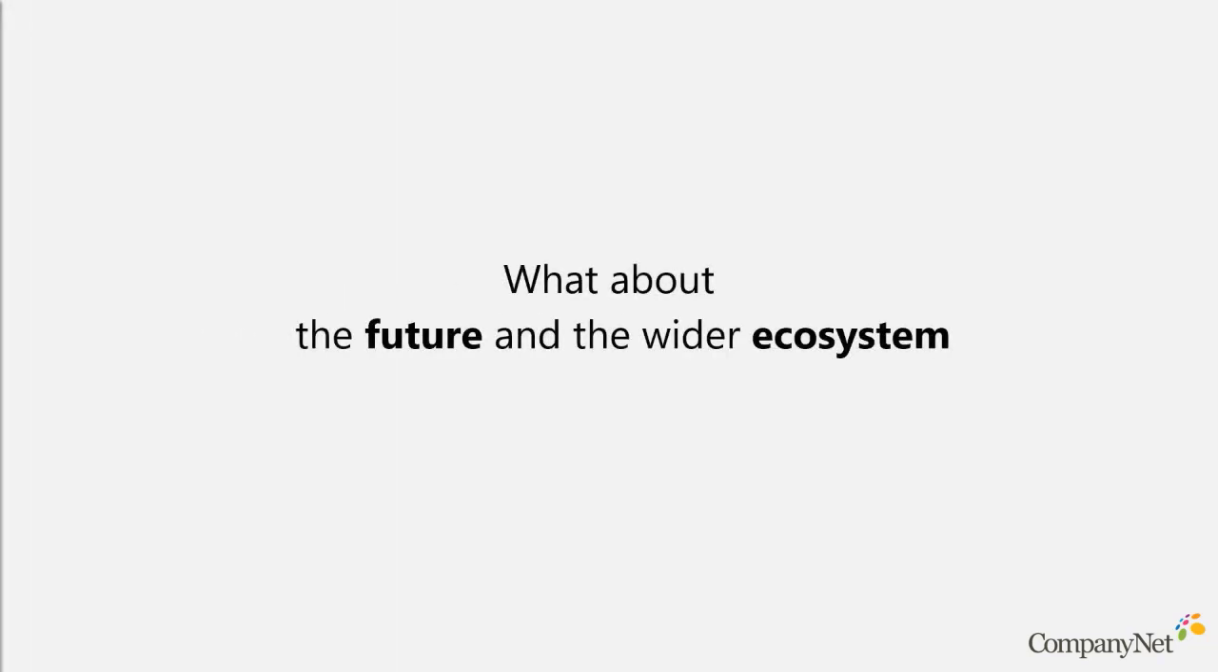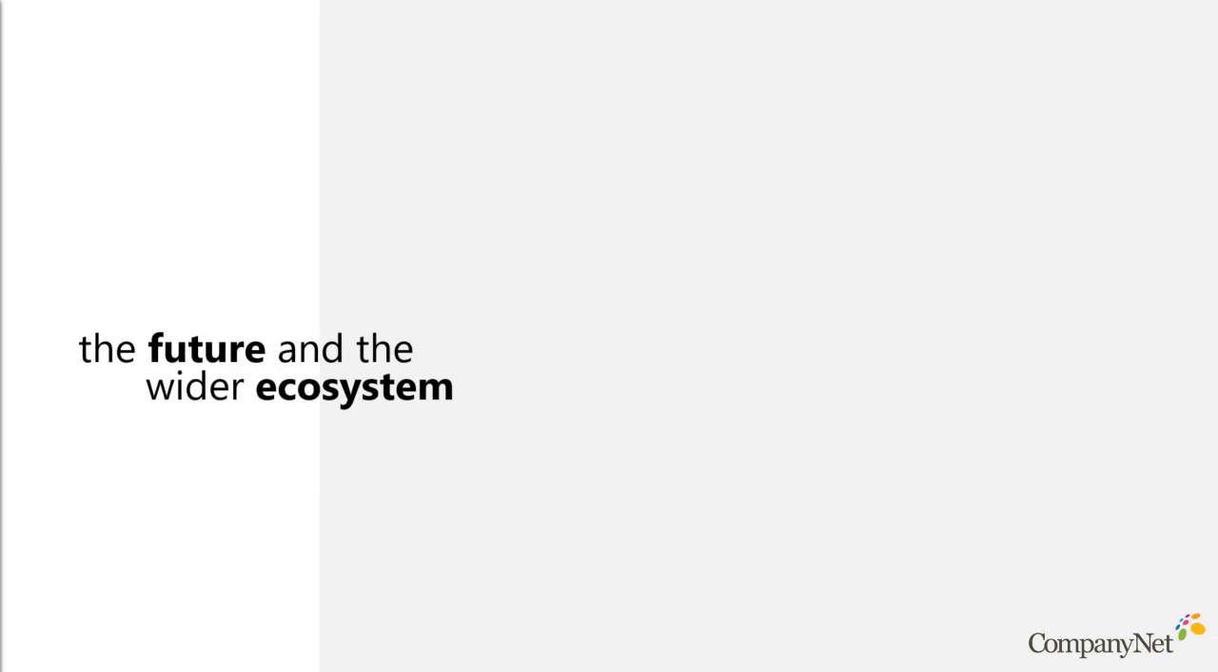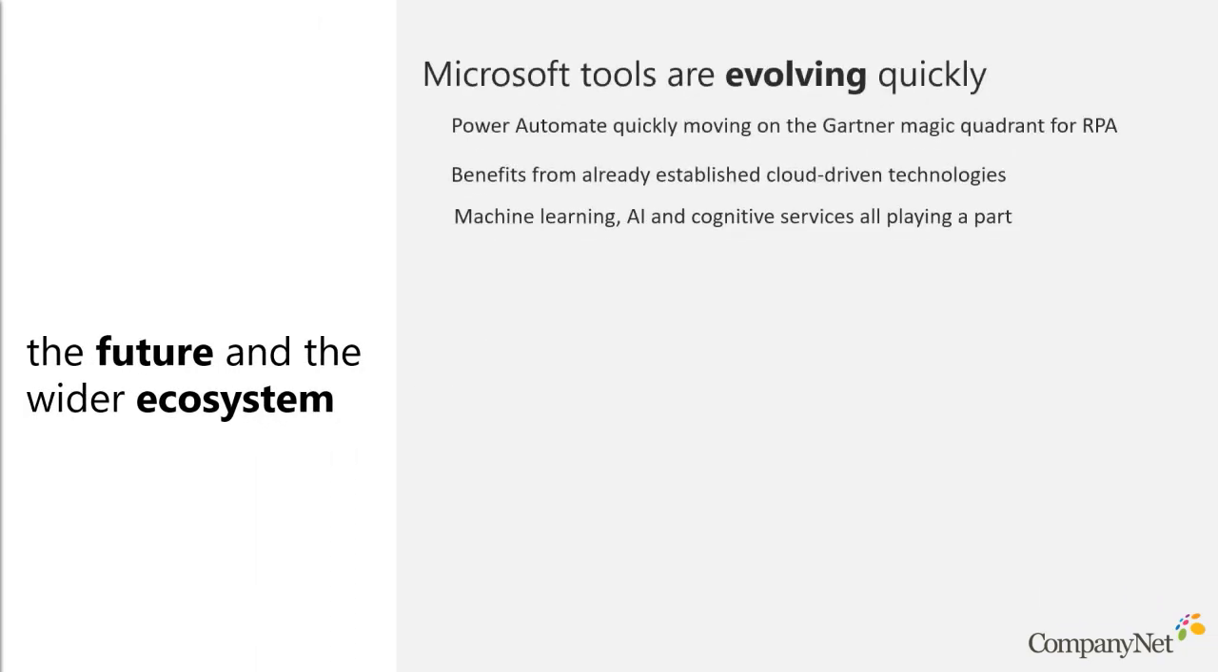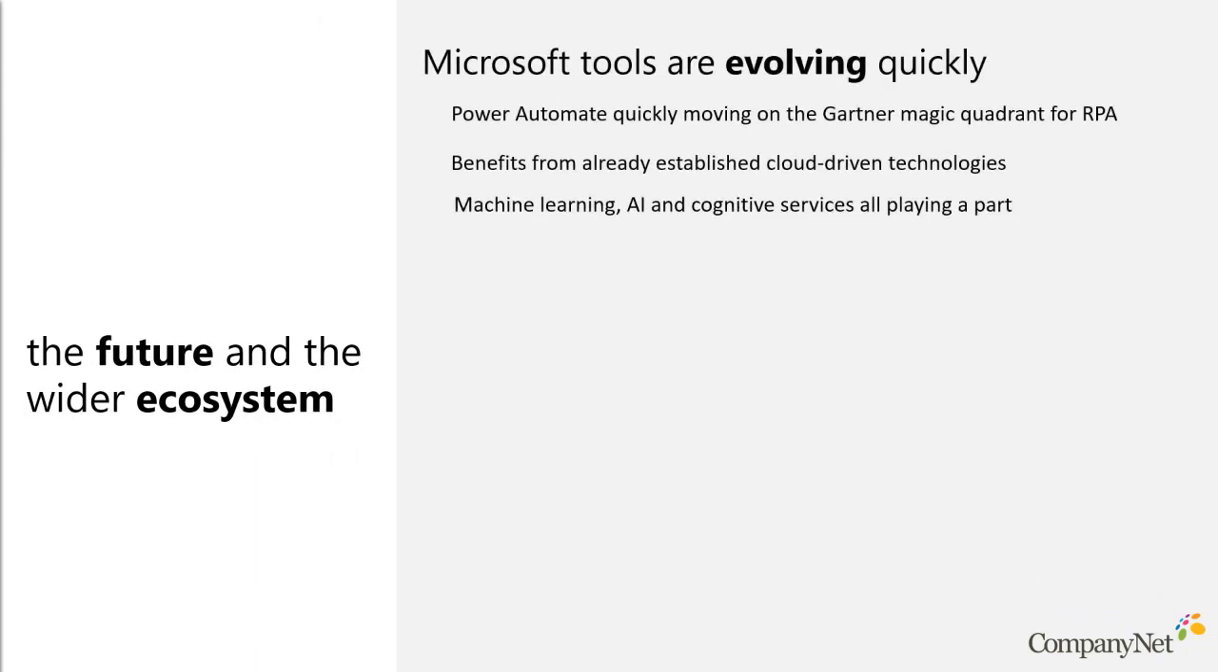But what about the future and the wider ecosystem for RPA and automation in general? So as I mentioned all throughout the webinar today, the tools are always evolving. Power Automate is quickly moving on the Gartner Magic Quadrant for RPA, especially with the dawn of Power Automate Desktop. And it's very quickly moving in that top right direction as it adds more and more innovation in there. It adds more platform ease and functionality. So it's definitely advancing with time.